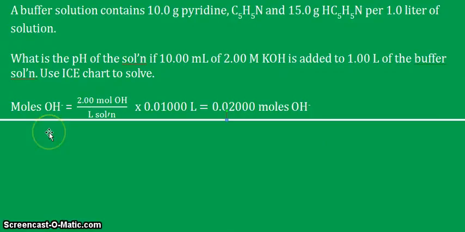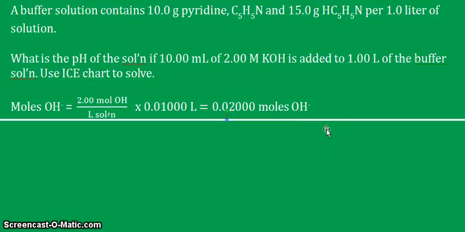So to calculate the moles of the hydroxide anion, we start with the concentration, that's 2.00 moles per liter. Then multiply that with the volume of that solution, which was 10 mL. So we converted milliliters into liters. If you still have a problem doing that, you might want to have some more practice in doing some conversions before you proceed with the problem. So we now have the moles of the hydroxide anion.